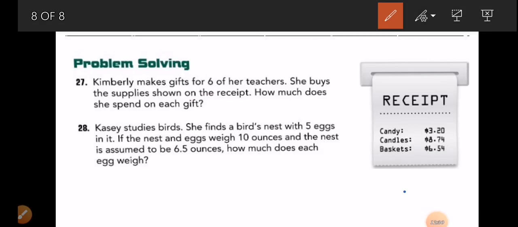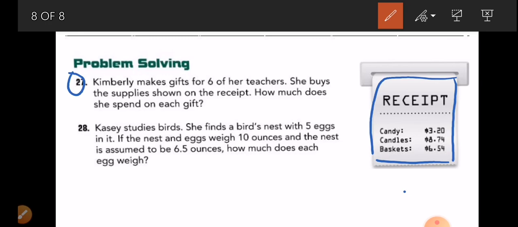Let's do now one from the problem solving also. For example, question number 27. Kimberly makes gifts for 6 of her teachers. She buys the supplies shown on the receipt. How much does she spend on each gift? I have a receipt here. On this receipt, I have the cost of the candy, the candles, the baskets that Kimberly bought.